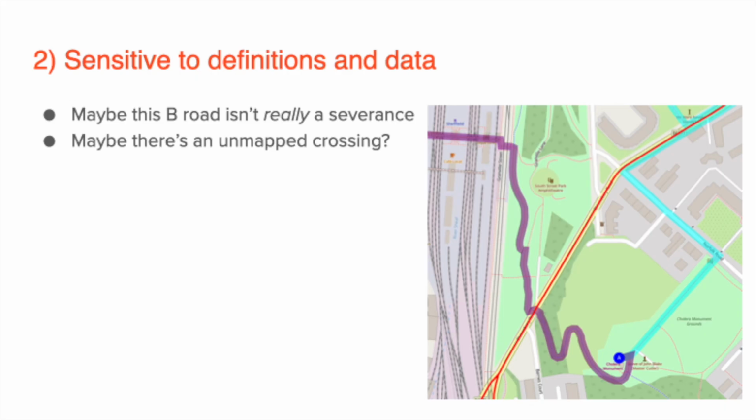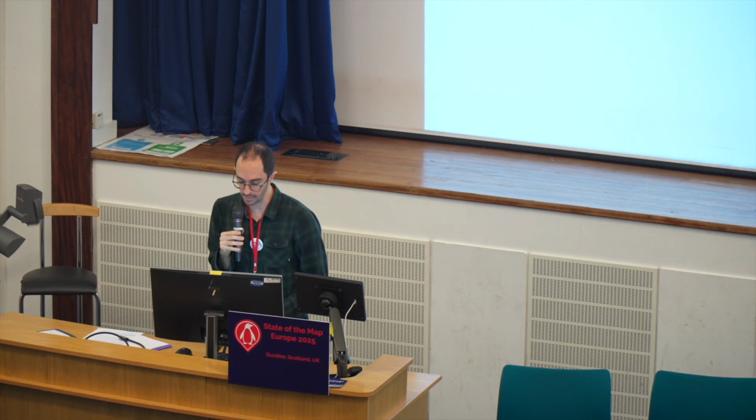Why is that? It's because at the very beginning we have to cross a B road. Maybe that B road in practice is not actually that hard to cross, I'm not sure. Or maybe there's an unmapped crossing where the purple line is trying to go. In this case, there was an unmapped crossing. I added it, and then the route gets fixed. But that shows the sensitivity of this approach on mapping everything and being able to validate it.